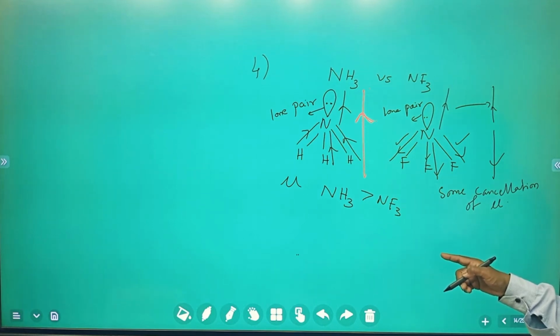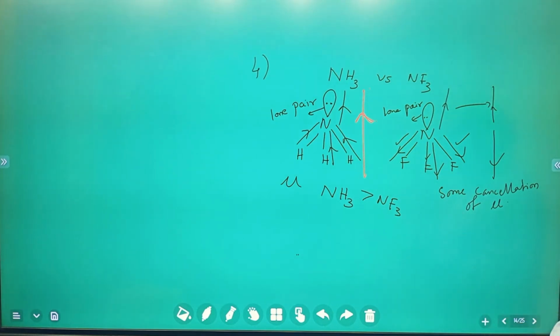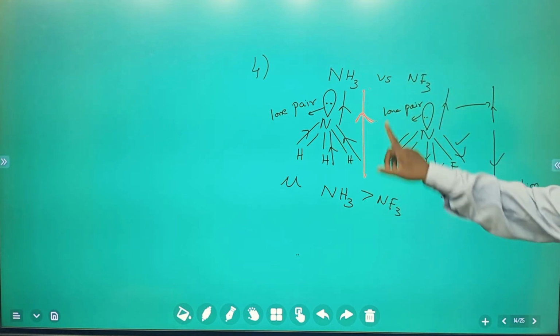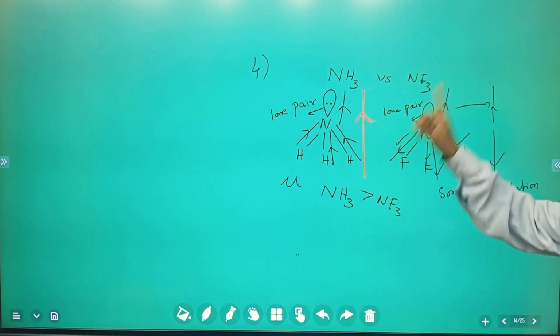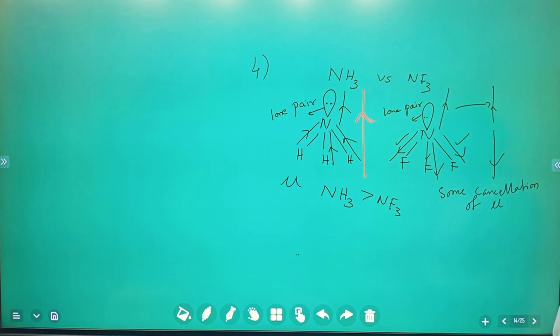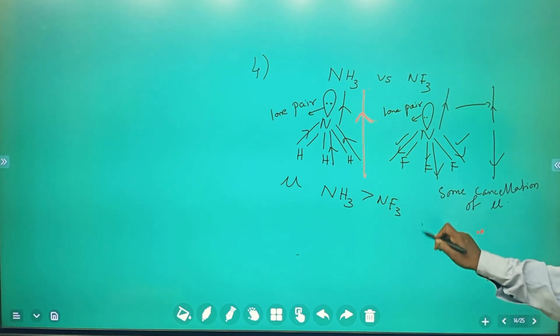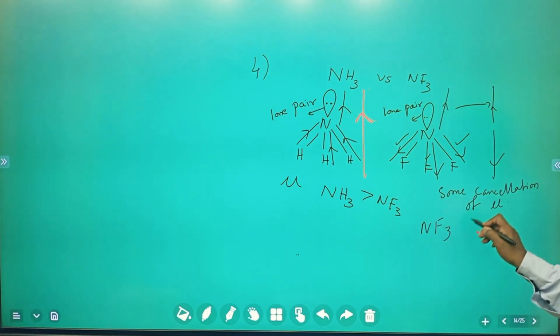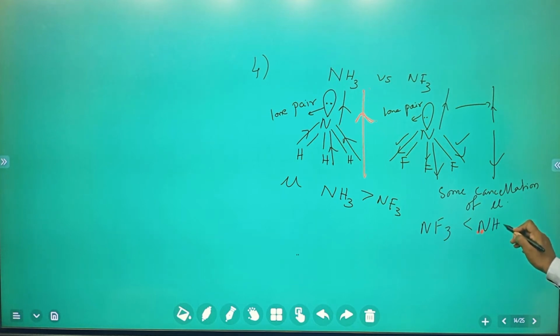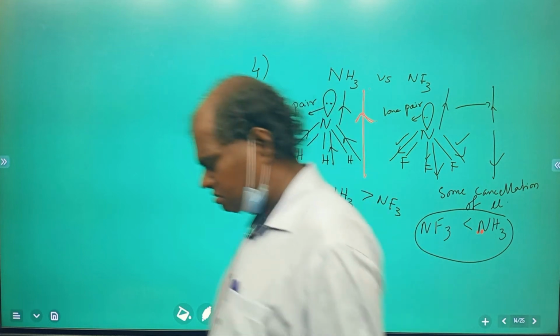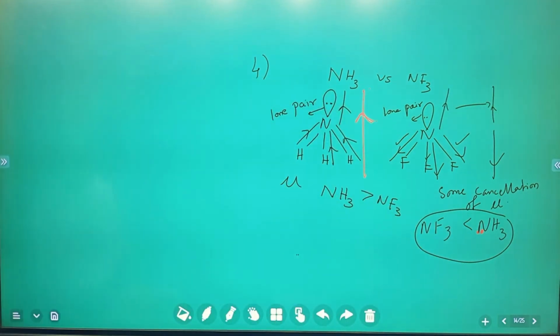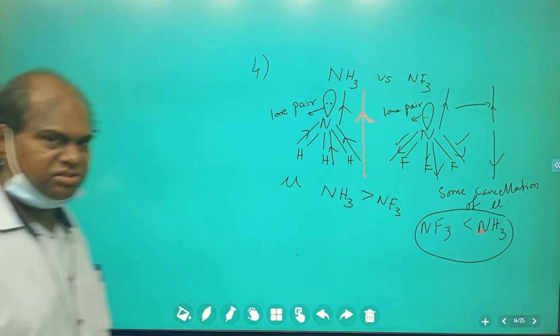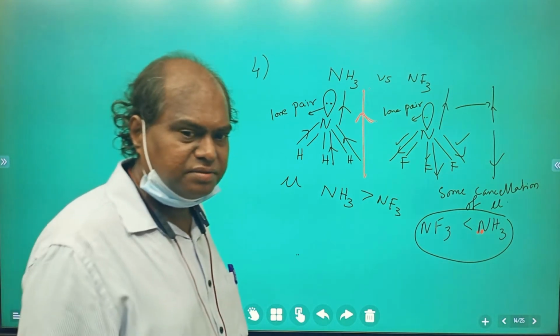Very clear? Let me tell you again now. In NH3, all the vectors are in one direction. Can you see the red color? Everything is pointing out in one direction, right? But here, you will get some cancellation. Fine. So therefore, NF3 will have less compared to NH3. Note down this point. Very, very important. Please note it down. Okay, students. So this is how NF3 will have less compared to NH3, right?